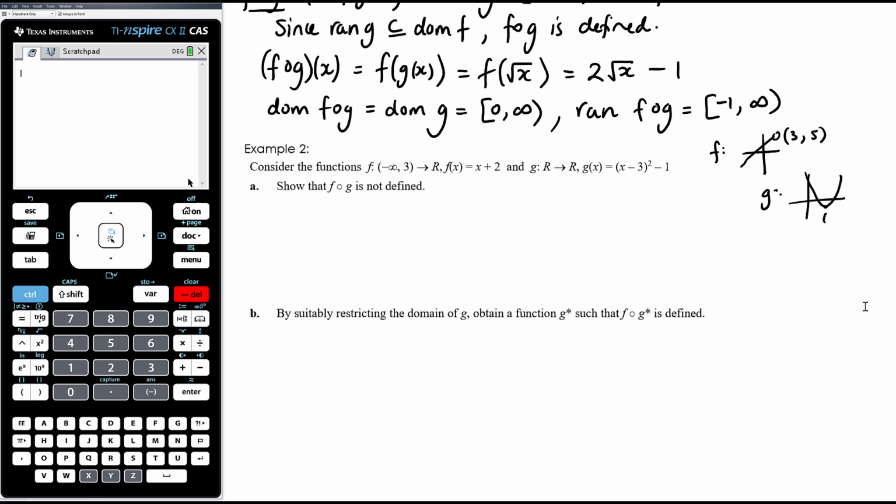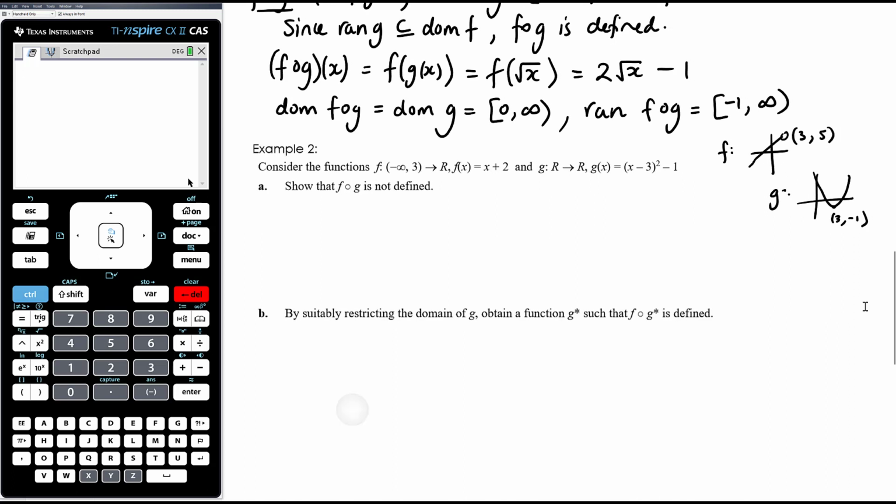So it's going to be 3, negative 1, sorry. So no domain restriction, domain is R, but range, because it's a parabola, is from negative 1 to infinity. Okay, so show that fog is not defined. This is what I was talking about before. It's not enough just to state a generic statement and say that fog is not defined because the range of g is not a subset of the domain of f. You have to actually state what those relevant sets are so that you've actually applied it to this problem.